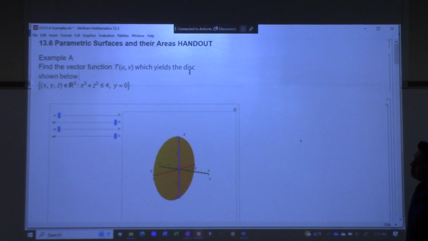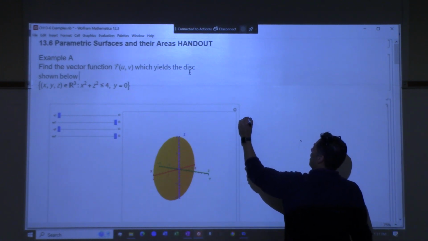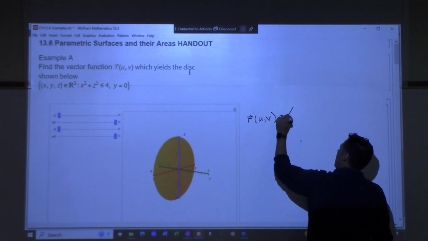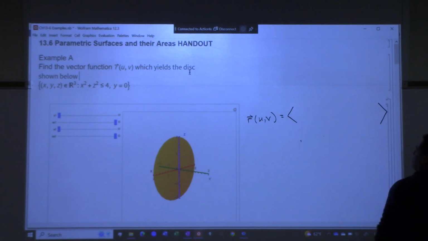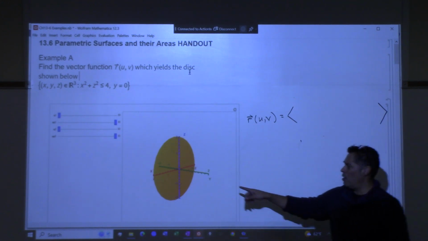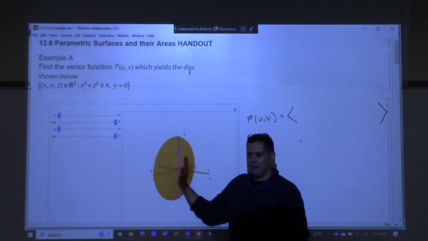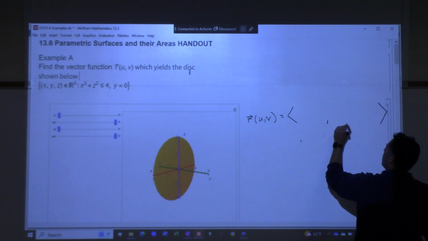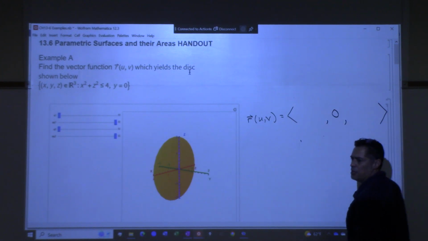So let me get this first one going, and I want you to raise your hand on this, because I want everyone to have an opportunity to think about this. I'm going to define some vector function r of u,v, and it has to have 3 components. First thing I know, and you should agree with me on this, is that the y component must be 0. No matter where you are on this disk, the y value, the green, is going to be 0, because you're living on the xz plane. So my middle component function must be the 0 function.